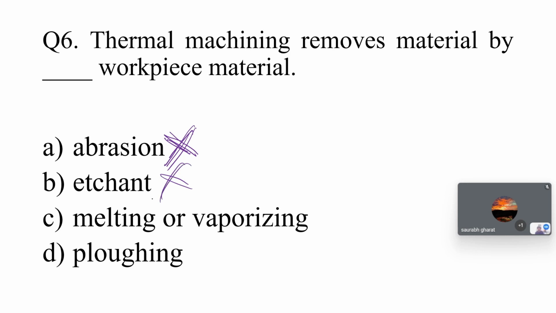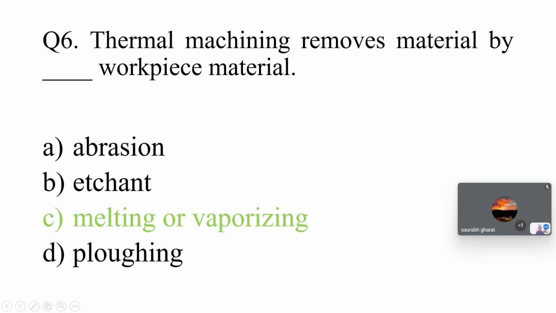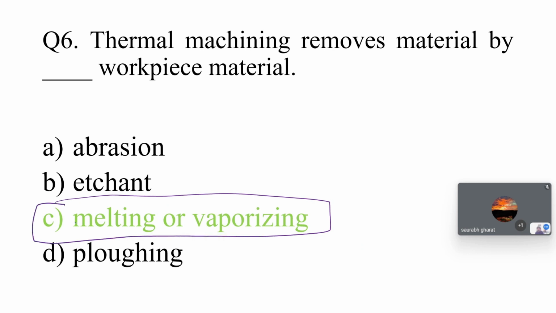Melting and vaporization. Okay, this is correct, and clogging is not correct. Clogging is like a abrading process, so this mechanism is not used here. So melting and evaporation due to the heat. This effect is due to the heat, so only this part will be utilized. So melting and vaporization will be your correct answer.